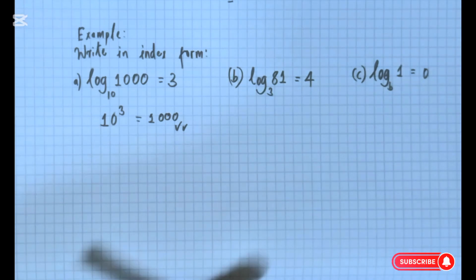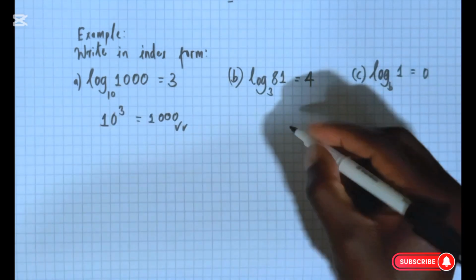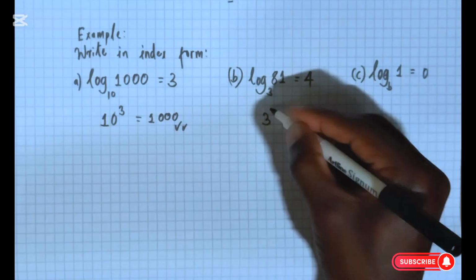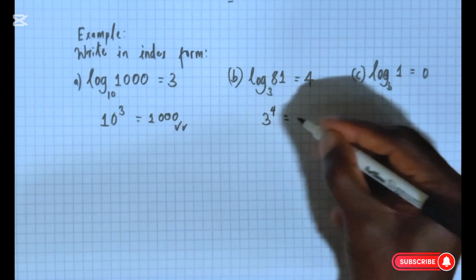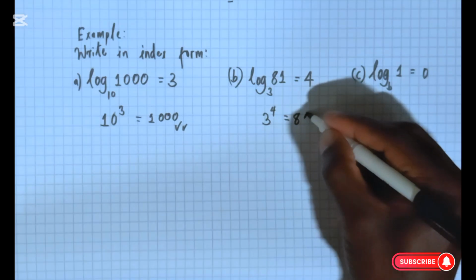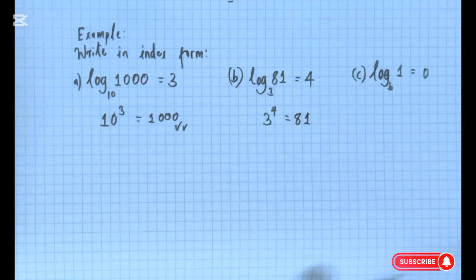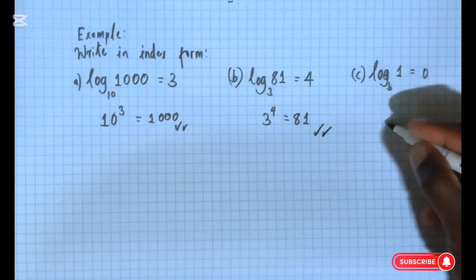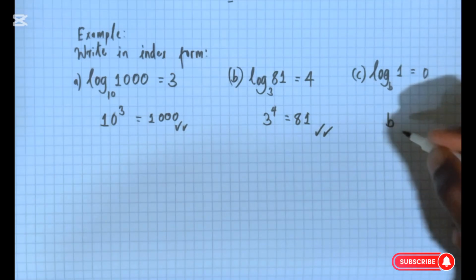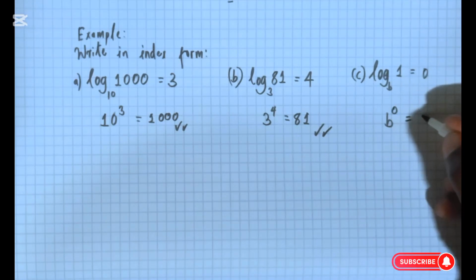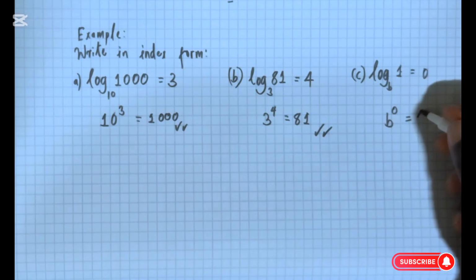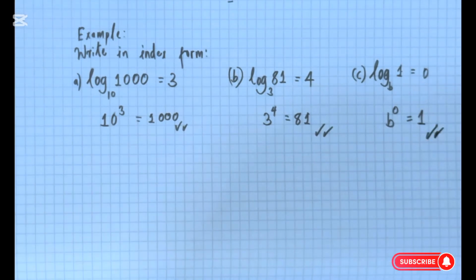Now, for the second problem, we know our base will be 3, so we begin with 3, and our power there is 4, so 3 raised to 4 should give us 81. For the last problem, we know our base is going to be b, and it's raised to 0. Any number raised to 0 is supposed to give us 1. So that's it for this particular class.